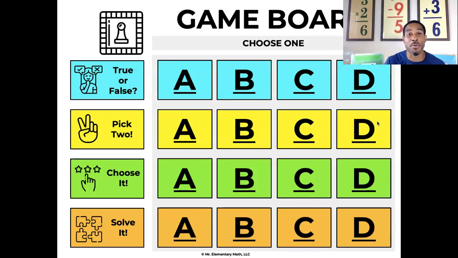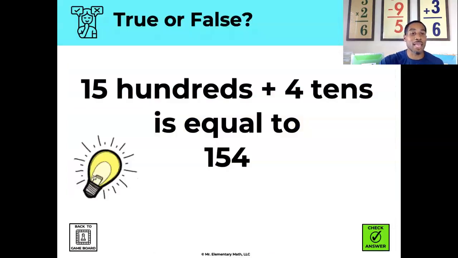So say, for example, we had Greg. So Greg would go first. They would select which option they would want. So there are 4 options. There's true or false. There's pick 2. There's choose it. And there's solve it. So Greg would select which one Greg would want. So Greg's going to say true or false A. So you select that one, and the question is 1500s plus 4 tens is equal to 154.